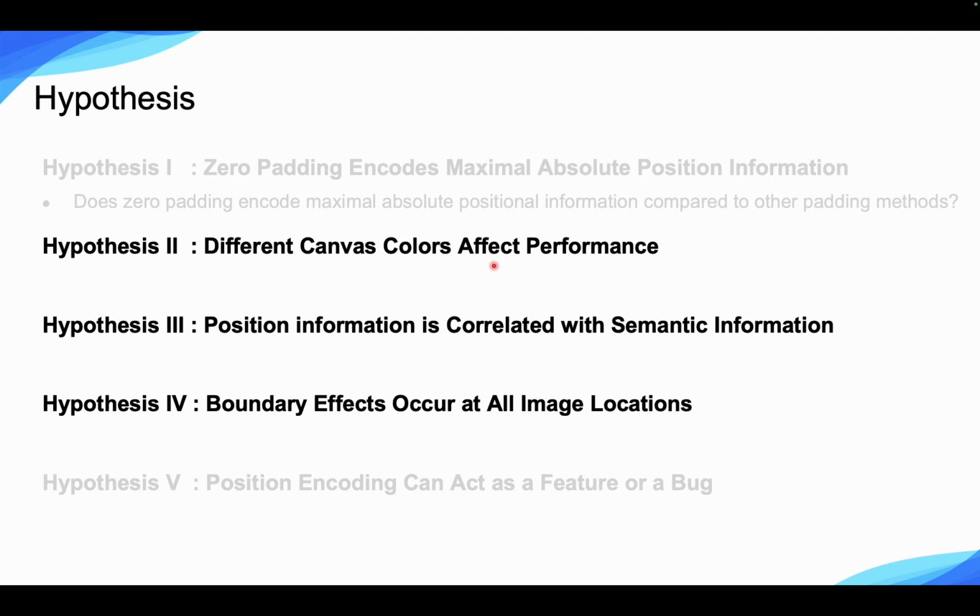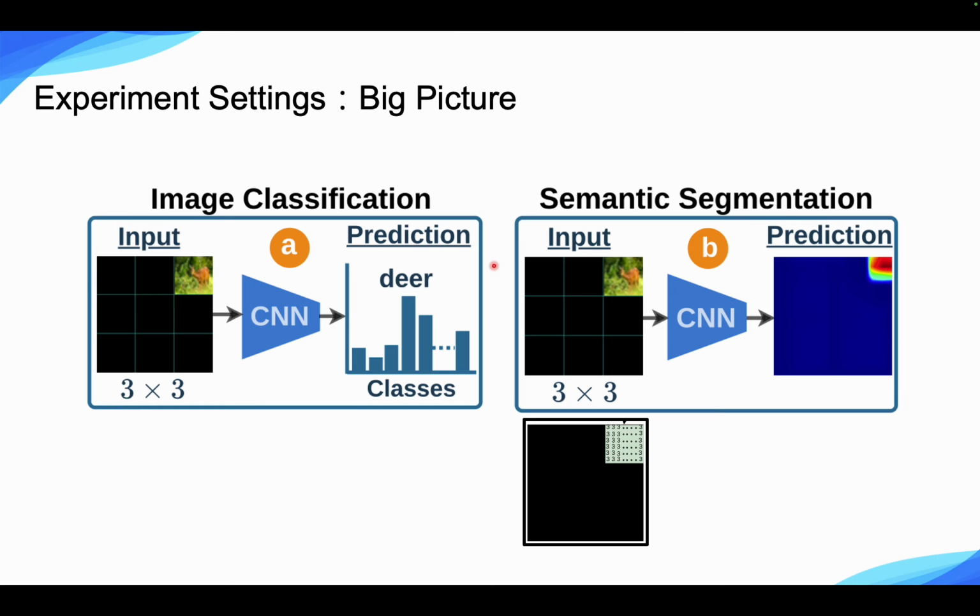Since the boundary effects and position information in CNNs are still not fully understood, they study the location-dependent test for position analysis to test hypotheses 2 to 4. Here is the big picture of the experiment setting. They designed an experiment where images are placed into different grids. In this case, it's a 3x3 grid. And then they do the classification and segmentation tasks.